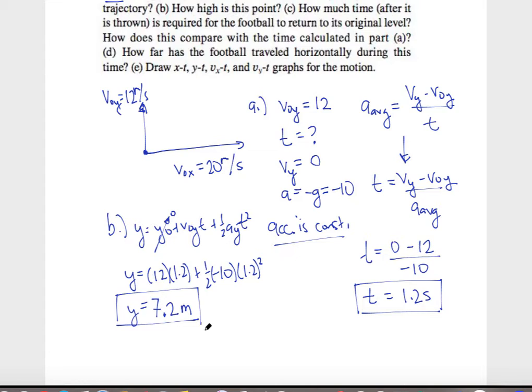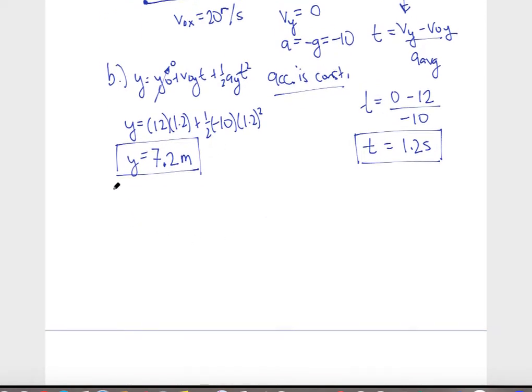So C says, how much time after it's thrown is required for the football to return to its original level? Thankfully, we really don't have to do any math for this, because we know that for an object thrown in free fall, we are going to have some symmetry to that object's motion. So however long it took for us to get to the peak, which in this case was 1.2 seconds, will be half of the time that it takes to get back to the same level. Therefore, the time that it takes to get back to the same level should just be 2.4 seconds.